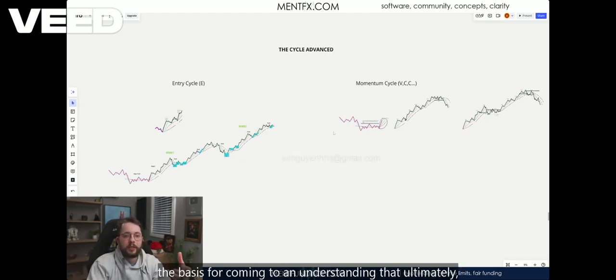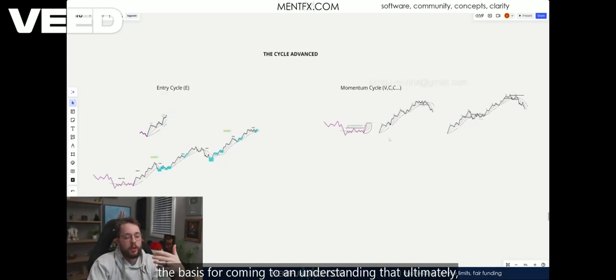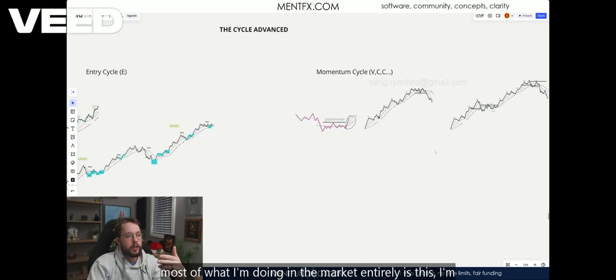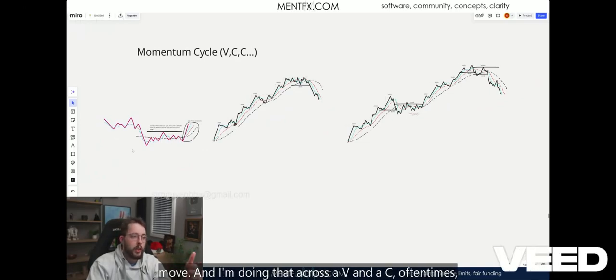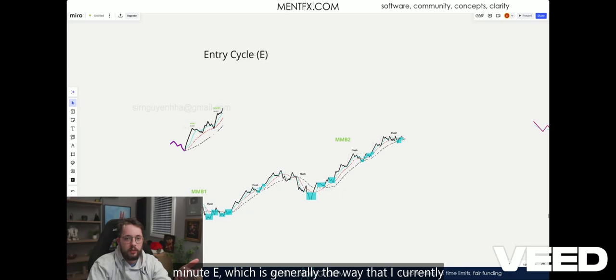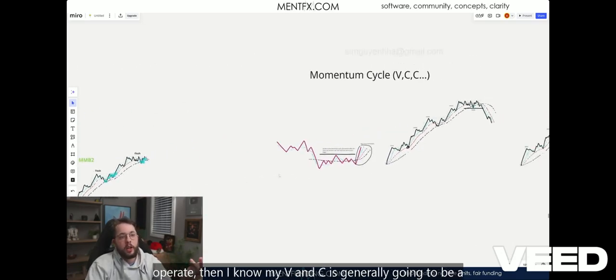That was all the basis for coming to an understanding that ultimately most of what I'm doing in the market entirely is this. I'm understanding and asking myself where I am in a certain move. And I'm doing that across a V and a C, oftentimes, maybe more, but oftentimes a V and a C in terms of a time frame I want to trade. So let's say I want to trade the 65-minute E, which is generally the way that I currently operate, then I know my V and C is generally going to be a daily and a weekly.